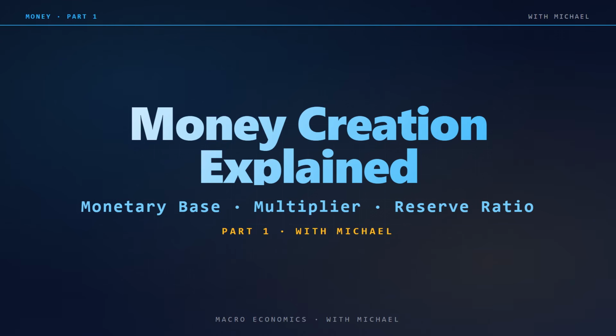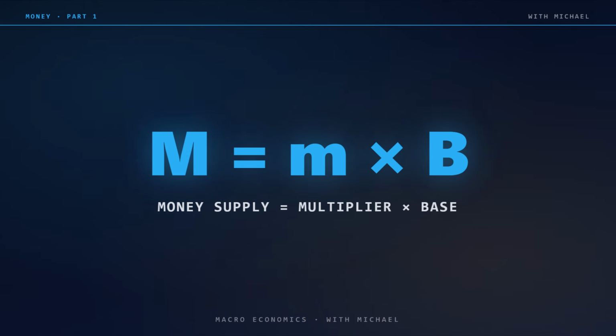Welcome to a deep dive into one of the most counterintuitive ideas in macroeconomics: how money is actually created. Most people think central banks print money, hand it to citizens, and that is the story. In reality, the central bank only creates a small foundation called the monetary base, and then the commercial banking system multiplies that foundation many times over through the process of lending and redepositing.